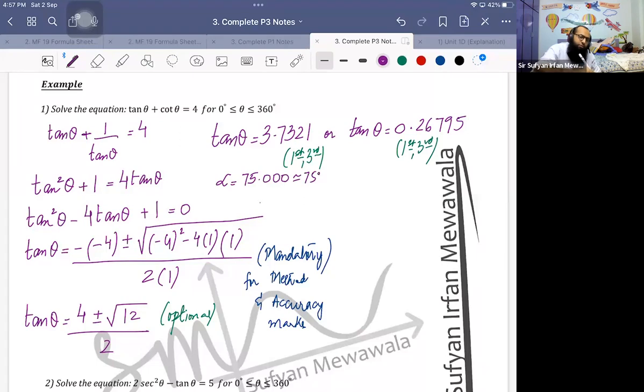And then the first quadrant, angle x, sorry, it's not x, it's theta. Theta is going to be 75 degrees. And 180 plus 75 in the third quadrant, we're going to get 255 degrees.